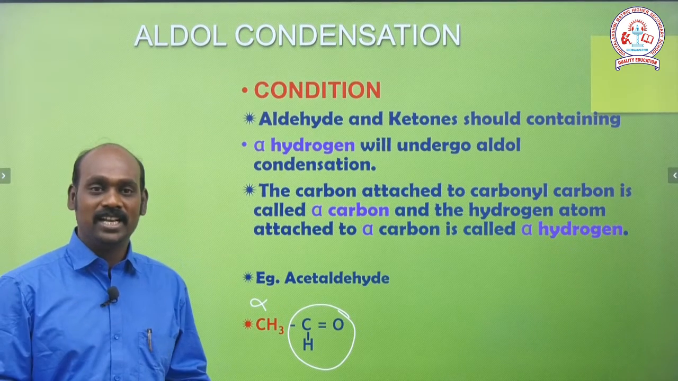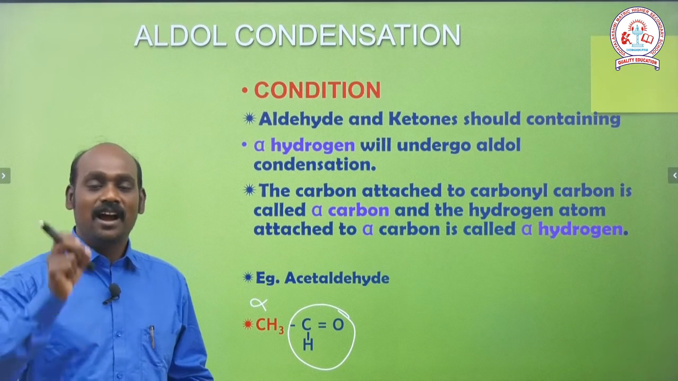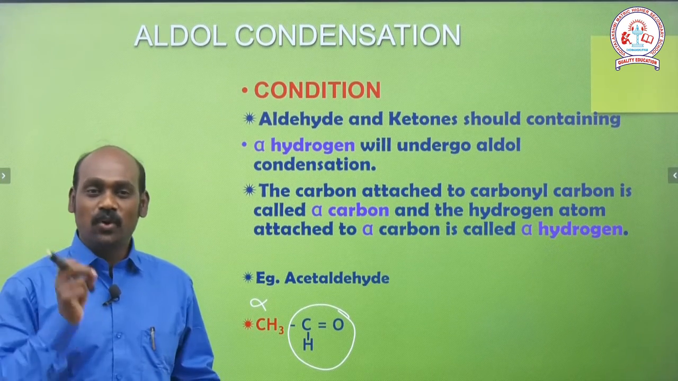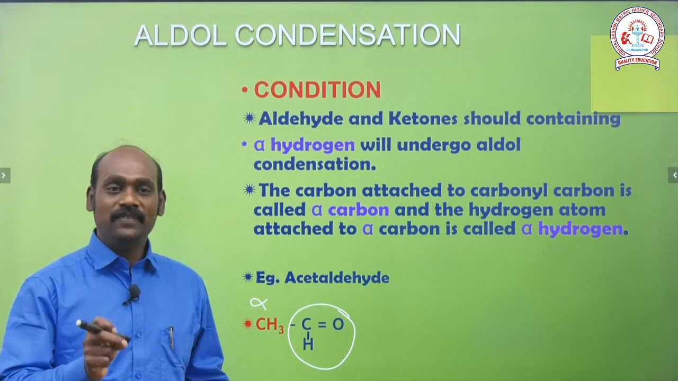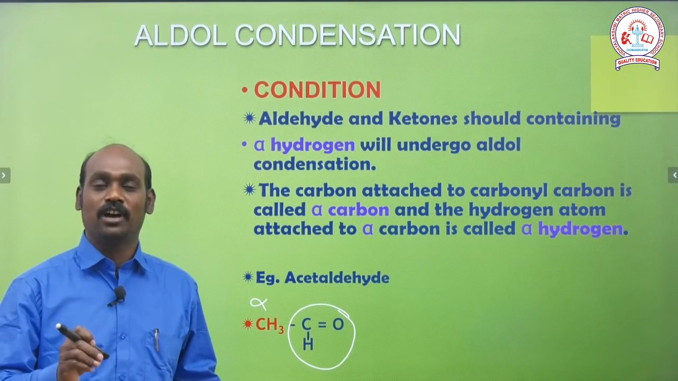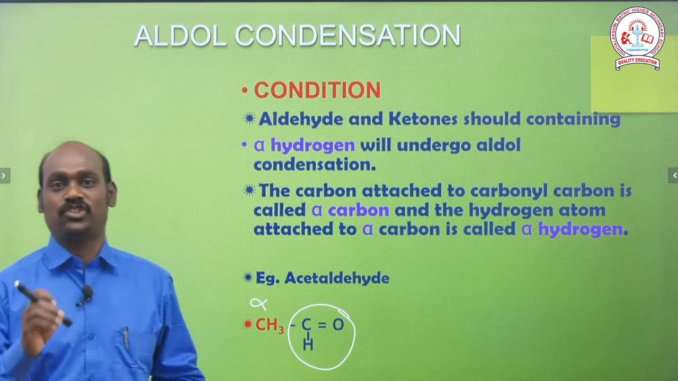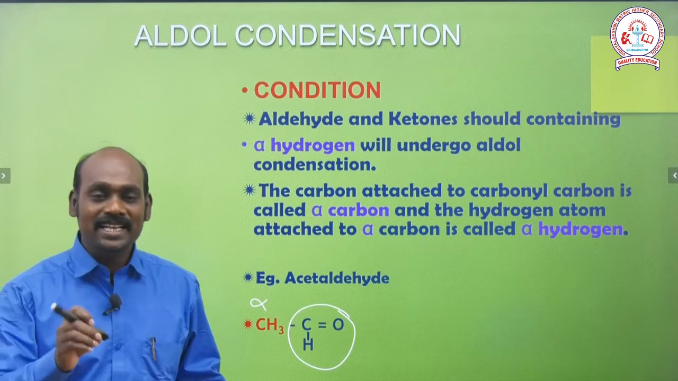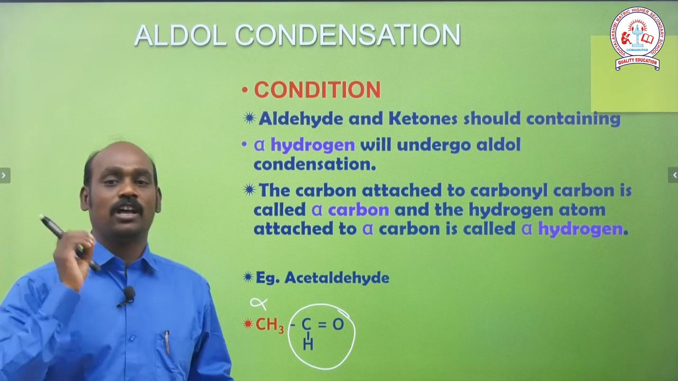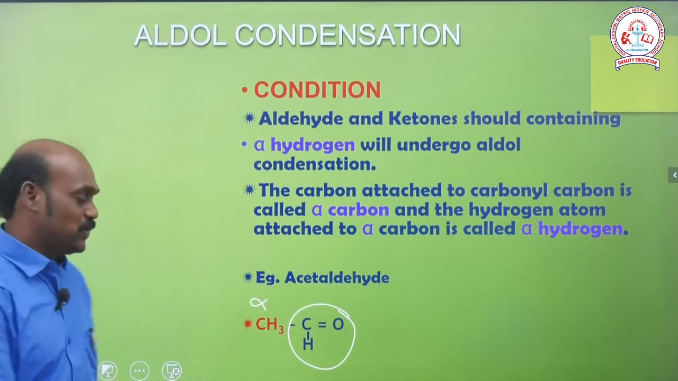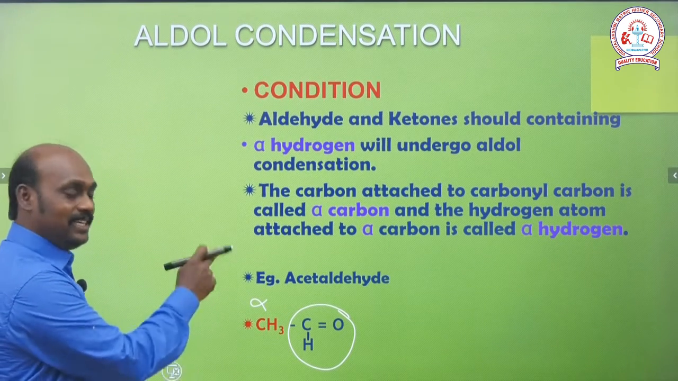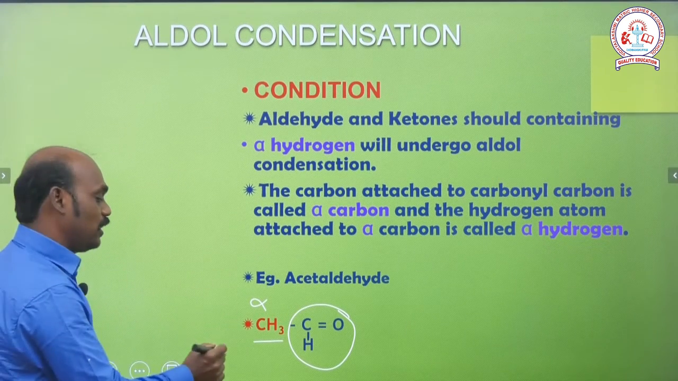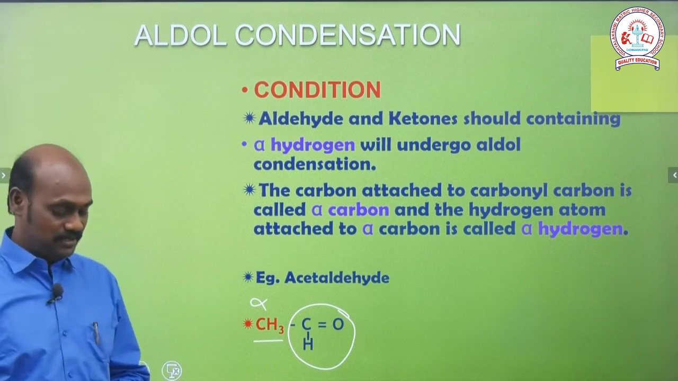So what is the important condition for Aldol condensation? Aldehydes and ketones should contain alpha hydrogen. So what is alpha hydrogen? Before that we have to know what is alpha carbon. The carbon attached to the carbonyl carbon is called the alpha carbon, and the hydrogen atom attached to the alpha carbon is called alpha hydrogen. Clear? Let us take acetaldehyde. Here the methyl group is the alpha carbon. This is the first carbon, that is the alpha carbon, in which hydrogen is present.